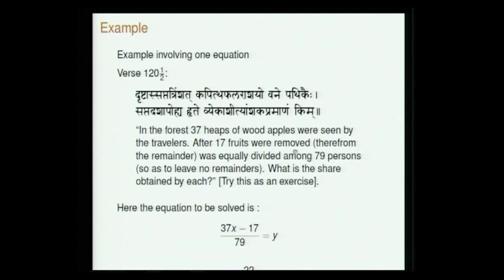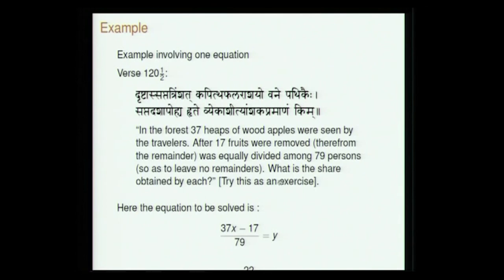So, the problem is: in the forest, 37 heaps of wood apples were seen by the travelers. After 17 fruits were removed therefrom, the remainder was equally divided among 79 persons so as to leave no remainders. What is the share obtained by each?